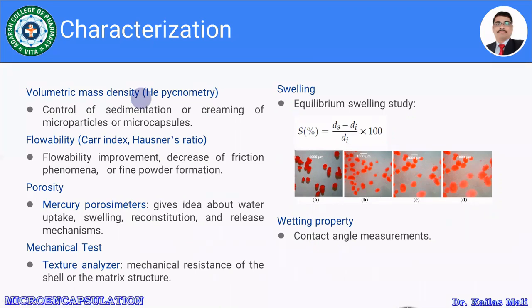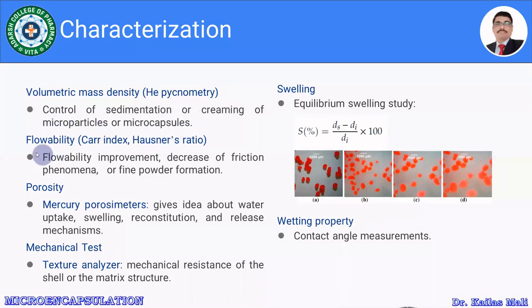That is helium pycnometry. It is one of the methods to get an idea about the density, which will help us to control the sedimentation or creaming of the microparticles or the microcapsules.